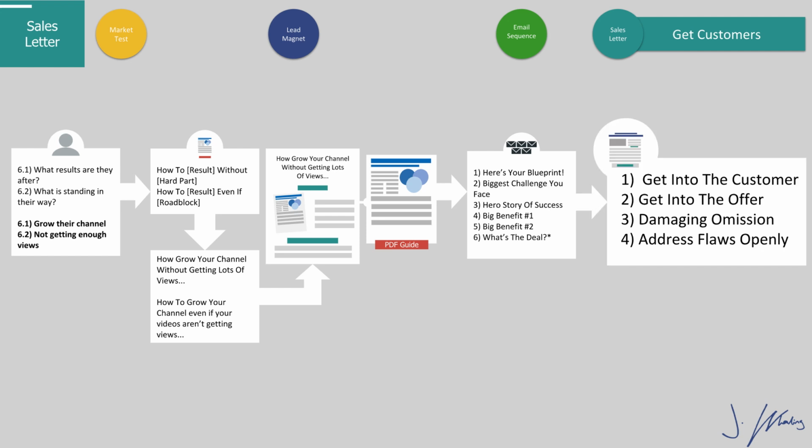And Dan Kennedy's formula is to get into the customer, get into the offer, have a damaging omission, and address flaws openly. What this means practically is your sales letter should start off connecting with the customer, talking about them and their situation. Then you talk about how the offer can help them in their situation. The damaging omission and address flaws openly is where you say, hey, look, let's just be honest for a second. Here's why it might not be a good fit for you. Here's why it might not work. And here are the flaws with my system.